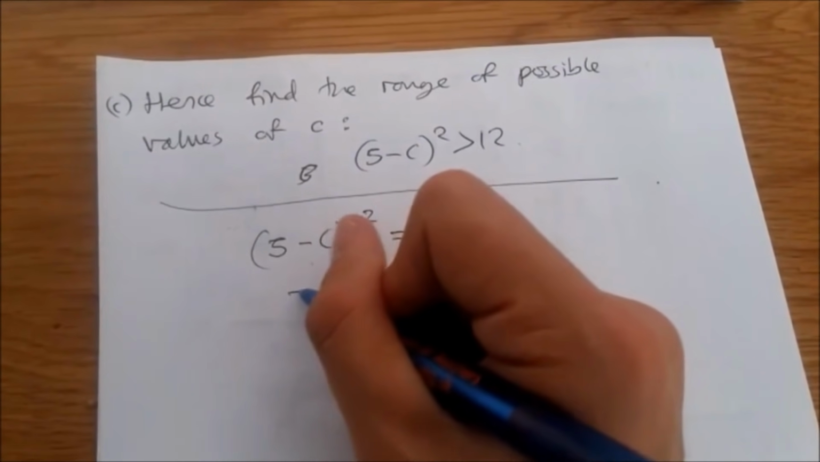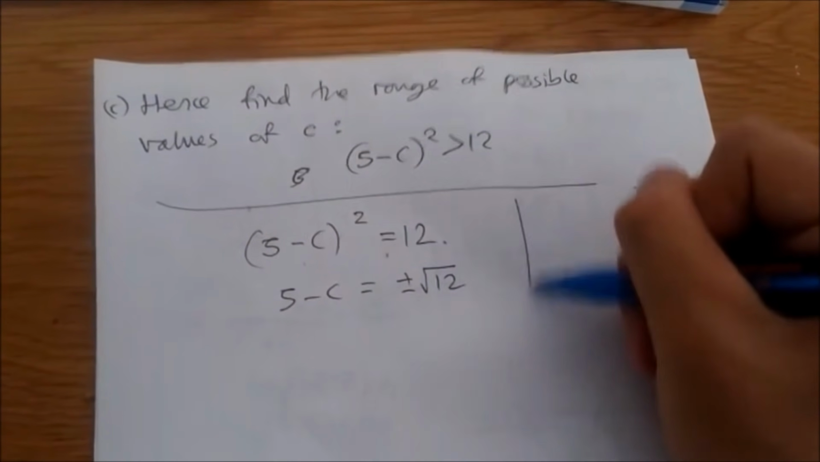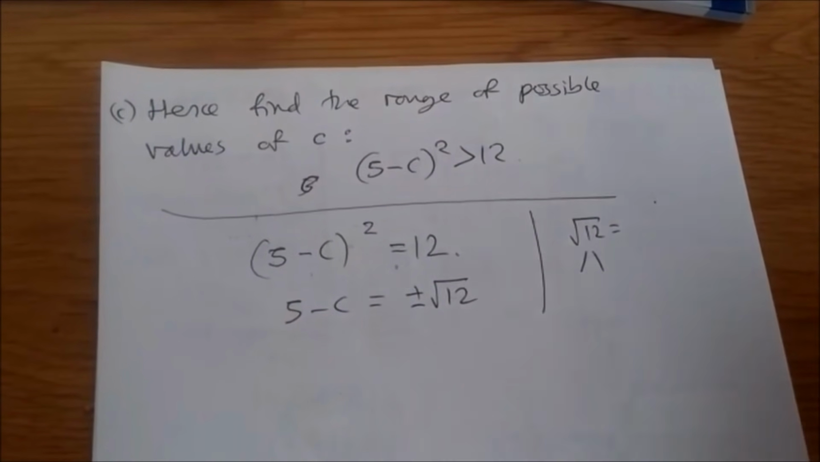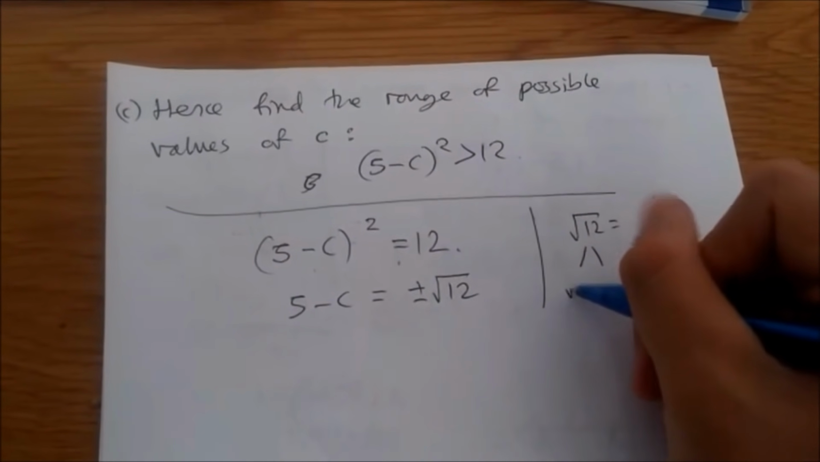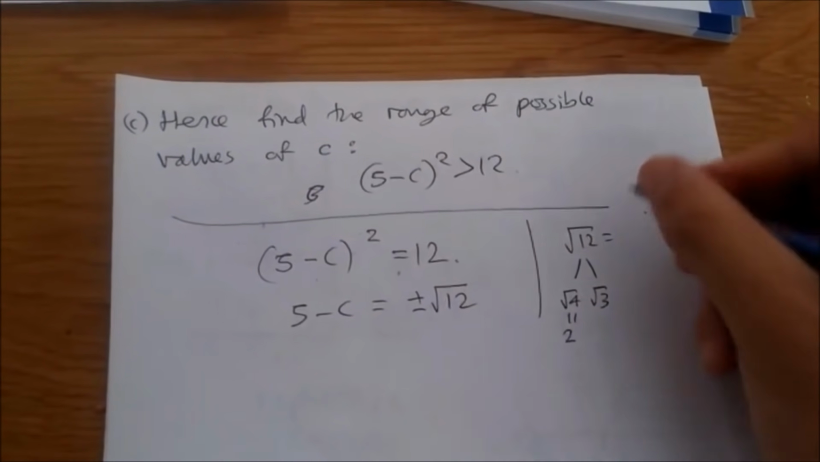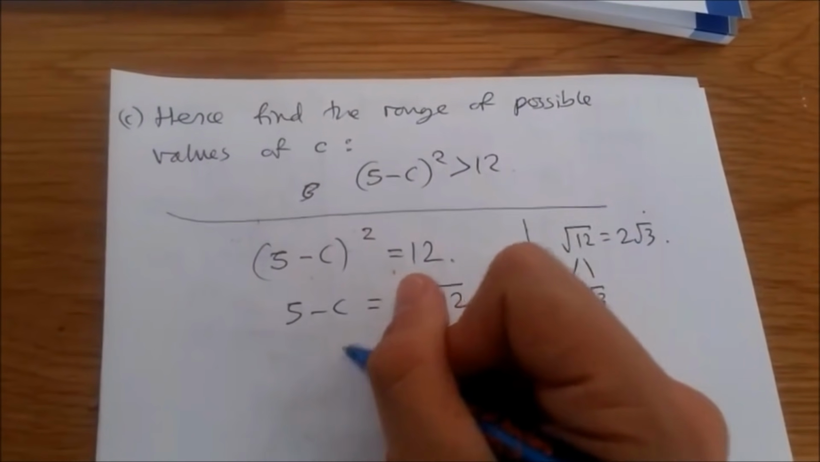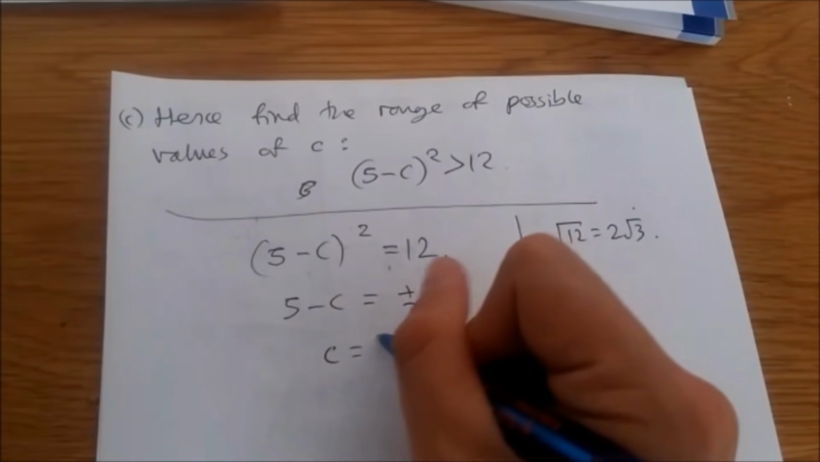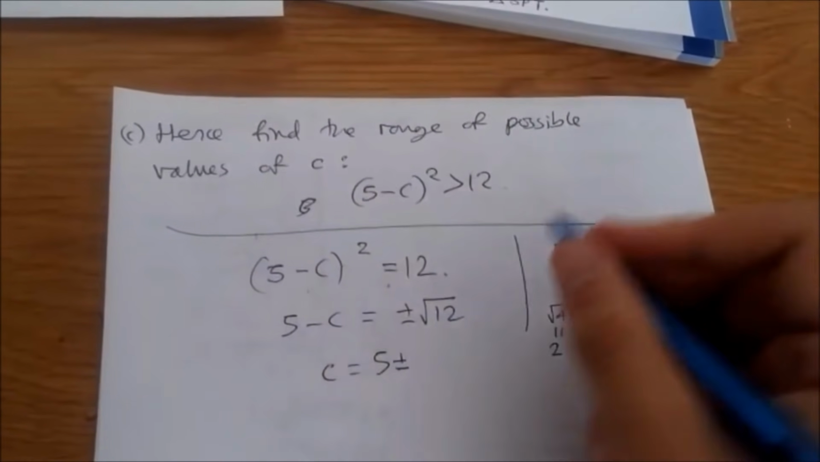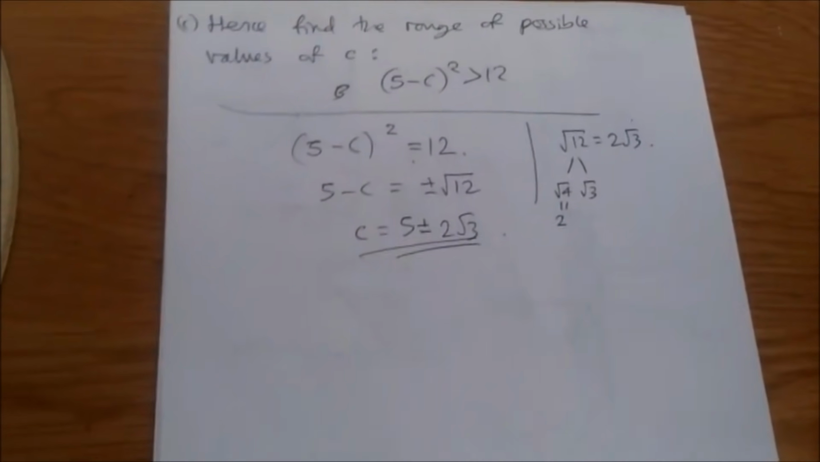So now square root on both sides, you get 5 minus c equals plus minus square root 12. Here we could say square root 12 equals what? Well, breaking it down, we know 12 is made of 4 and 3, so root 4 and root 3, which root 4 is of course 2, so this is just 2 root 3. Easy. Now solving for c, plussing c across and subtracting this, we should get c equals 5 plus minus 2 root 3. So this is your points of intersection on the curve.